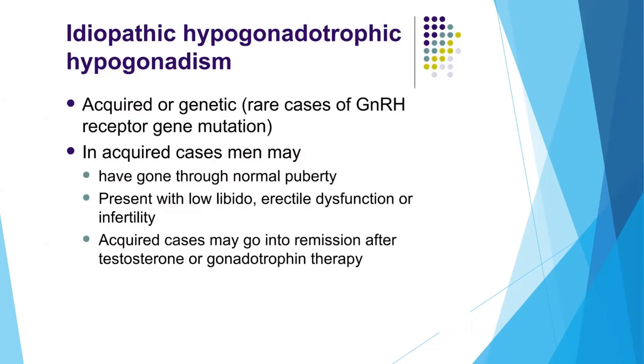So talking about idiopathic hypogonadotropic hypogonadism. It is acquired or genetic. In acquired cases, the men may have gone through normal puberty and later the patient had hypogonadotropic hypogonadism. It presents with low libido, erectile dysfunction, or infertility. Acquired cases may go into remission after testosterone or gonadotropin therapy.